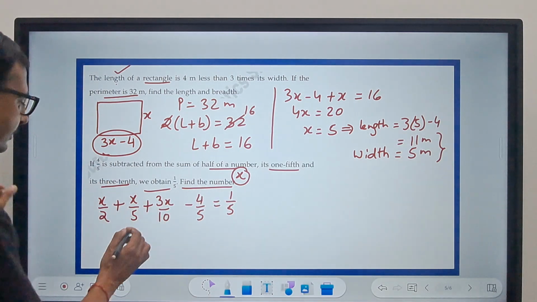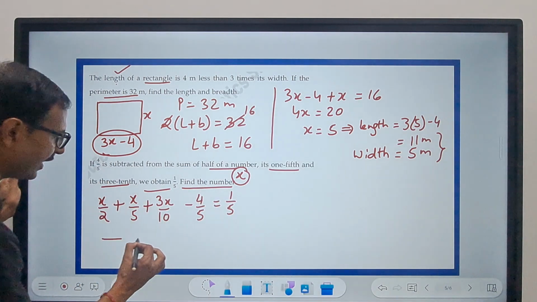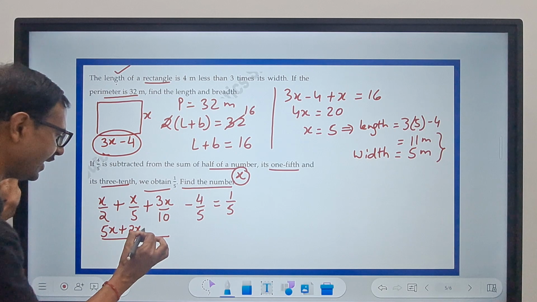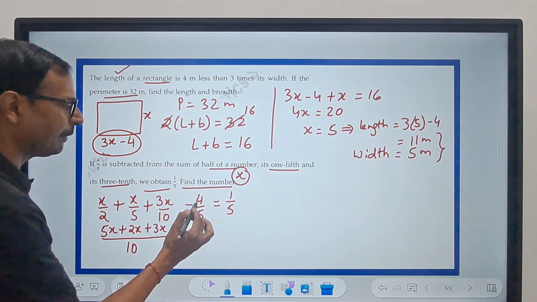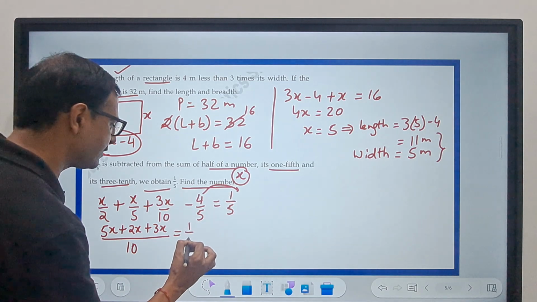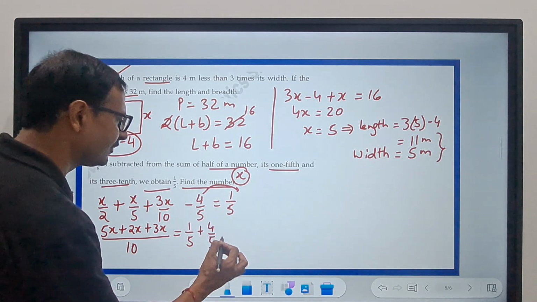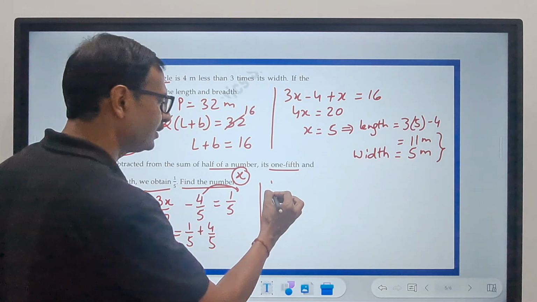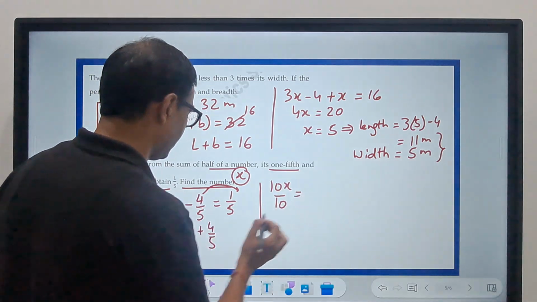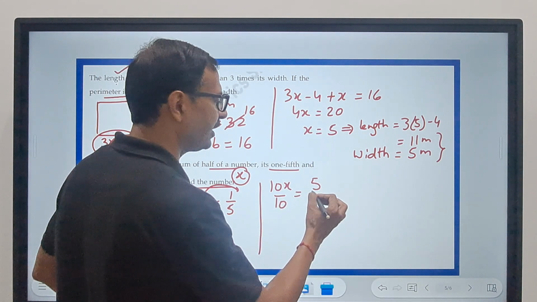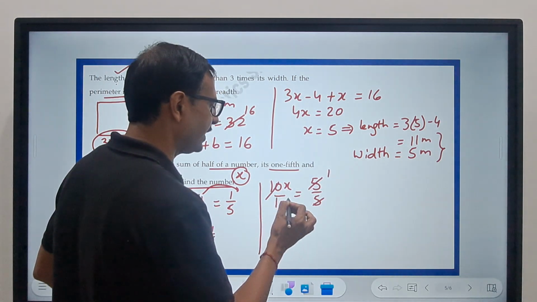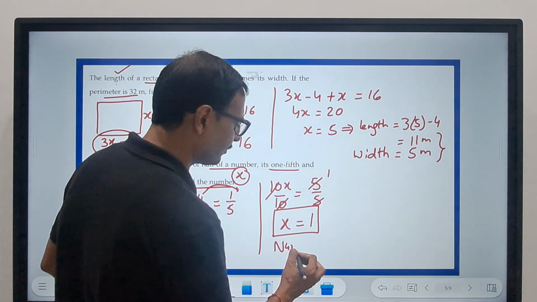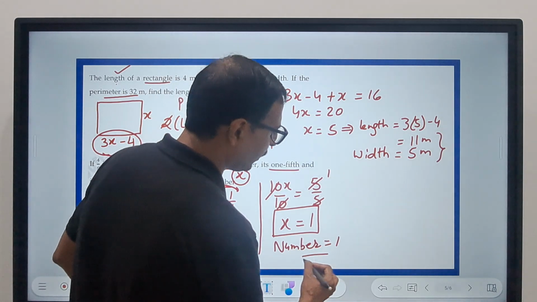So how do you do that? Let's take the LCM of these three terms, 2, 5 and 10. The LCM is 10. So this becomes 5x, this becomes 2x, and this becomes 3x. And minus 4/5 moves to the other side, so this becomes 1/5 plus 4/5. So how much is this? 10x upon 10 equals 1 plus 4, 5, 5 upon 5. Very easy, because this cancels and this cancels out, giving you x equal to 1. And so the number which was to be found out is actually 1.